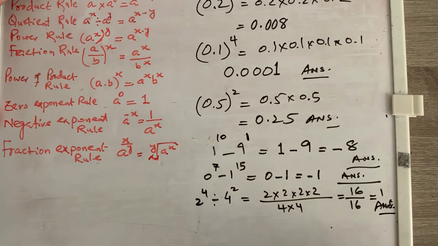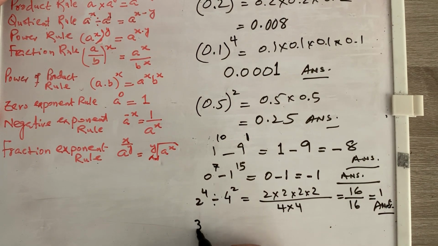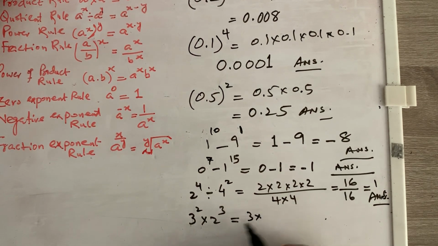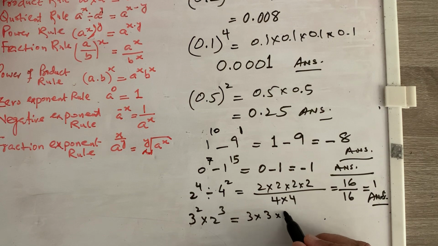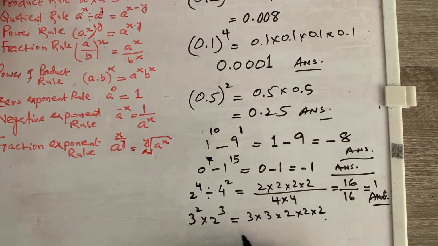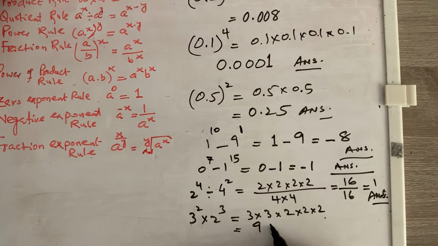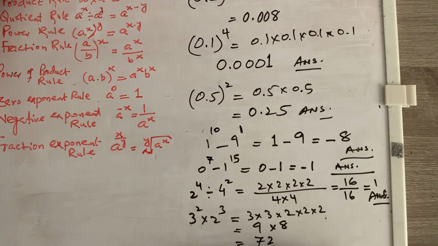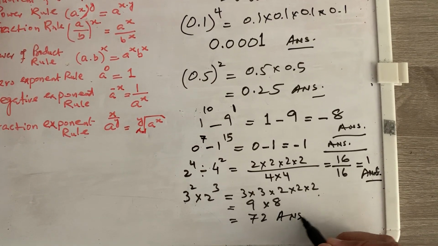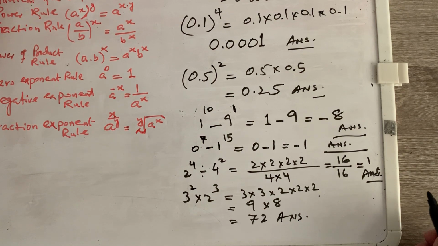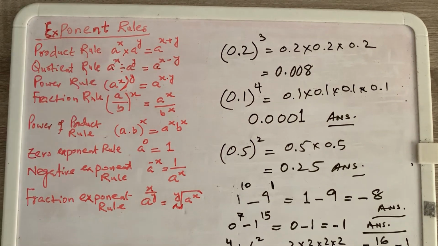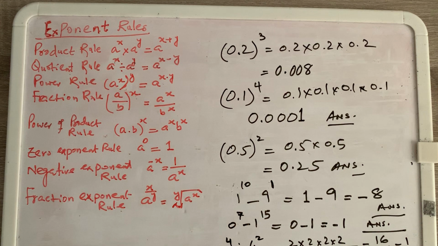So if you take another example, maybe it can be asked like this: 3 to the power 2 times 2 to the power 3. Now 3 times 3 is your 3 square, and 2 power 3 means 2 times 2 times 2. So 3 times 3 is 9, and 2 times 2 is 4, times 2 is 8, and then 9 times 8 is 72. 72 is your answer this time. So for questions like this, with integers raised to a certain power, you have to apply the same rules, like in algebra.